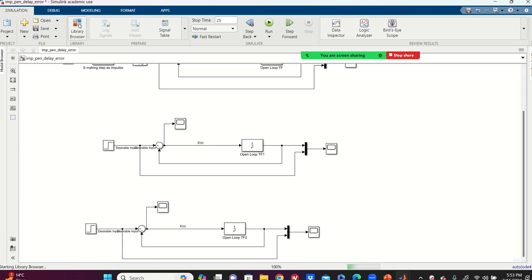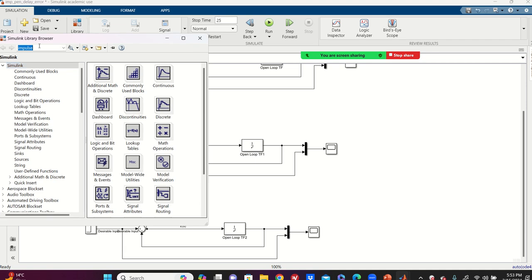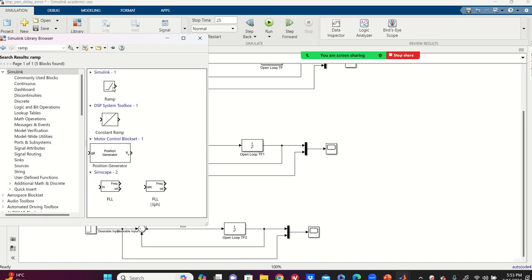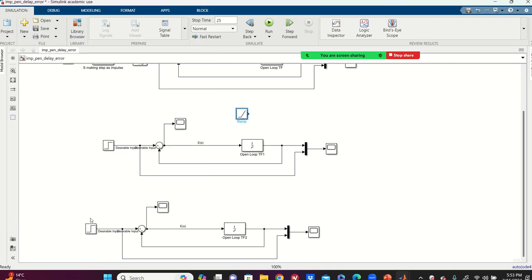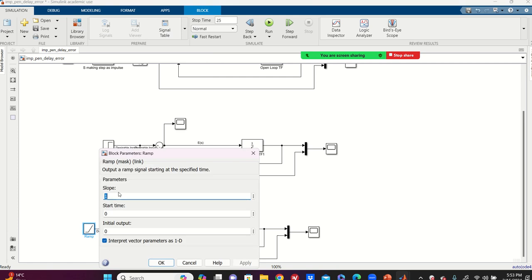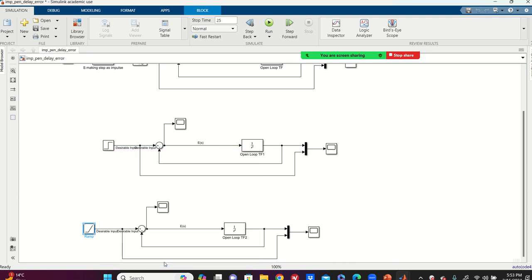So what if you want to go here? Just say ramp. Here we go. We do have ramp. So drag it here. Okay, and then delete this. But I want to have the delayed ramp. So slope is 1, means 45 degree. Start time, give me a delay. Just 4 seconds. It's a delay. Apply.